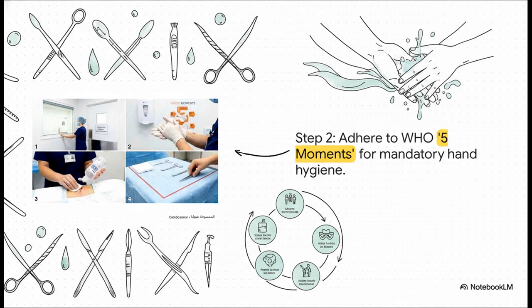Step 2. Sequential hand hygiene. This is completely non-negotiable. It means strictly following internationally recognized standards like the World Health Organization's 5 moments for hand hygiene. You have to do this meticulously before you even think about setting up your sterile field.